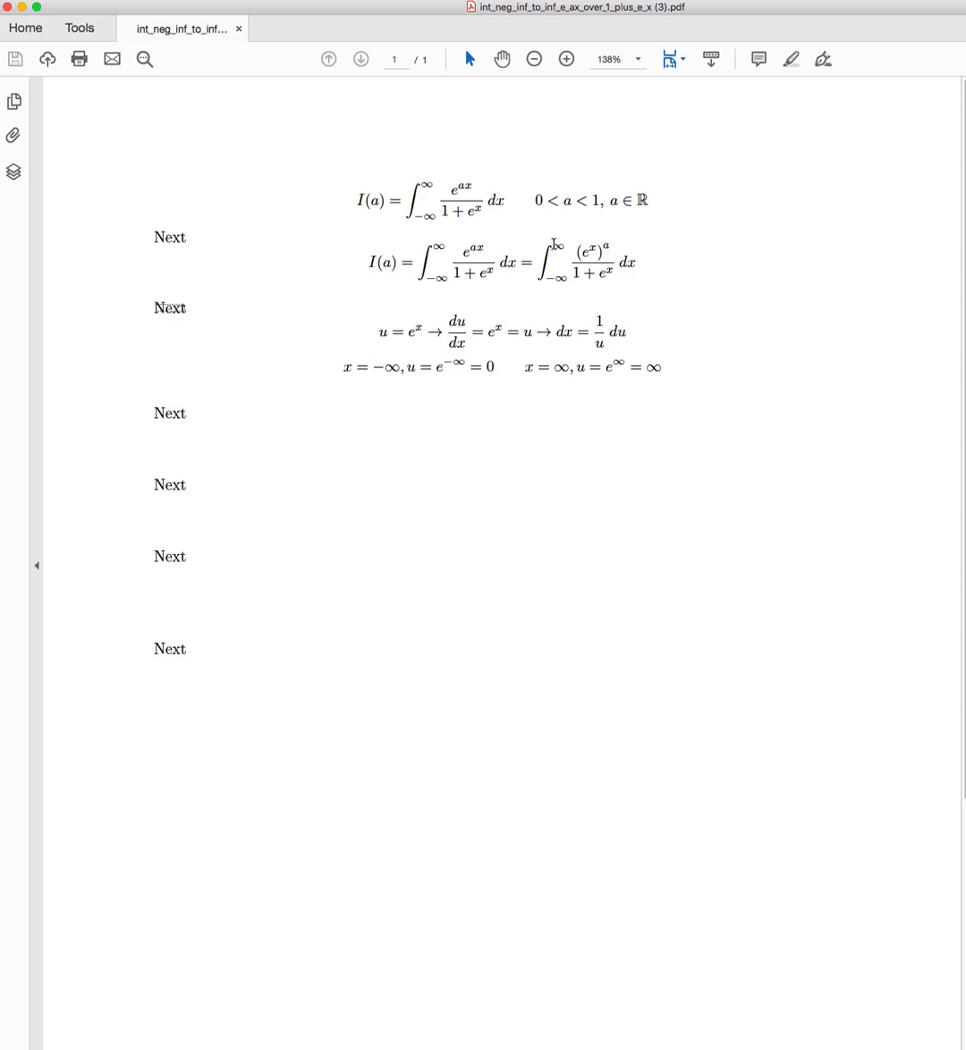And so the last thing that we need to do is just transform our bounds. At the lower bound, when x equals negative infinity, or should I say as x goes to negative infinity, we have u equal to e to the x, so u approaches e to the negative infinity, which is just equal to 0. And then for the upper bound, as x goes to positive infinity, u goes to e to the power of infinity, which, because e is a positive number, is just infinity. So our lower bound is going to be replaced with 0, and our upper bound maintains itself as infinity.